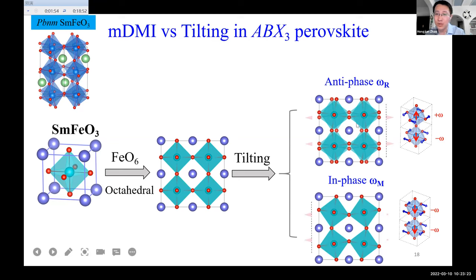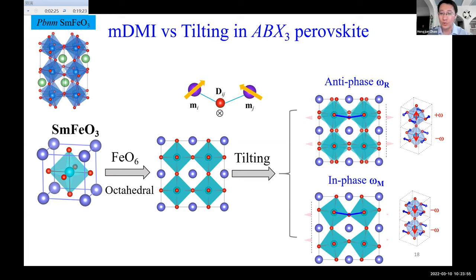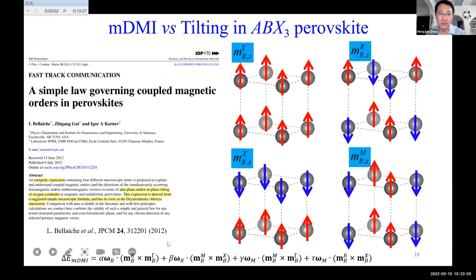Now, if you look at the structure in detail, you will see there are some geometry units like this, and a geometry unit like this. This unit is very similar to the geometry unit characterizing the magnetic Dzyaloshinskii-Moriya interaction. So it indicates that the antiphase tilting leads to the magnetic DMI in perovskite materials. Say, the tilting is the structural distortion, the structural origin of the magnetic DMI. How to prove that? In 2012, Professor Bellaiche and his co-authors published a work in which correlations between antiphase or in-phase tilting and the magnetic Dzyaloshinskii-Moriya interaction are established.